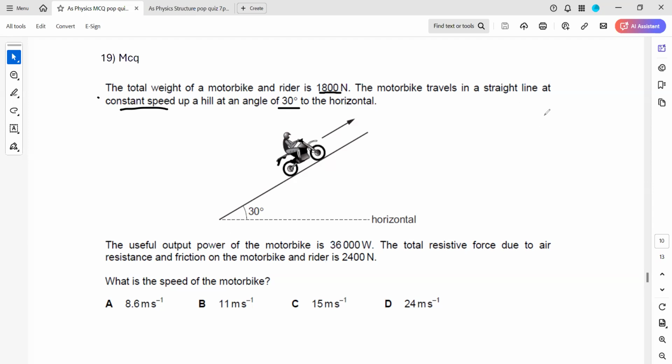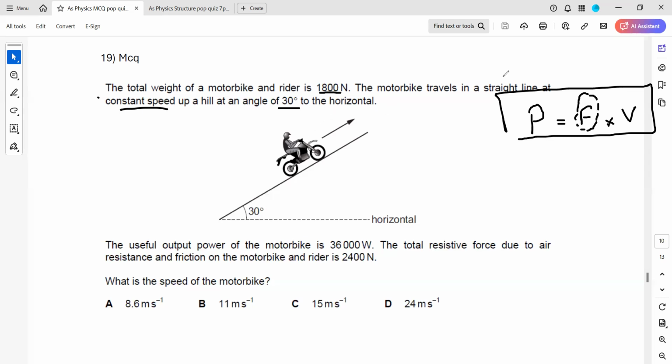So how can we relate? We can relate the power, because we have the power, we have the force, and we need speed. So the formula which relates them is power is force into speed. Now, this F is the force of the engine. How much force is the engine applying to maintain this constant speed?